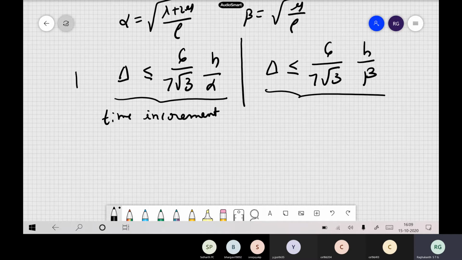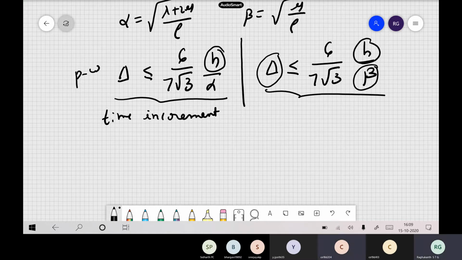One is based on the P wave. If I fix the spatial step, let us say my h is 1 kilometer or whatever, what should my delta t be? I should decide based on alpha or beta, whichever is smaller. Beta is smaller, so delta t will be more.